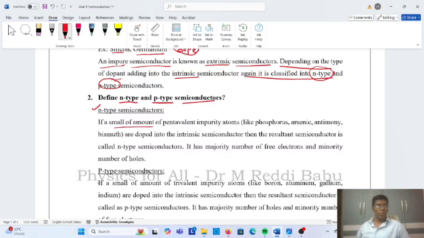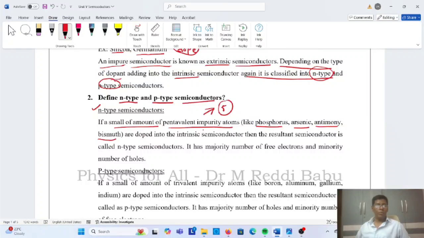If a small amount of pentavalent impurities is added. Who are pentavalent impurities? Phosphorus, arsenic, antimony and bismuth. These elements belong to the pentavalent impurity atoms. If you observe the number of valence electrons in these atoms, you can see 5 as the valency. Therefore, these are called pentavalent impurity atoms.